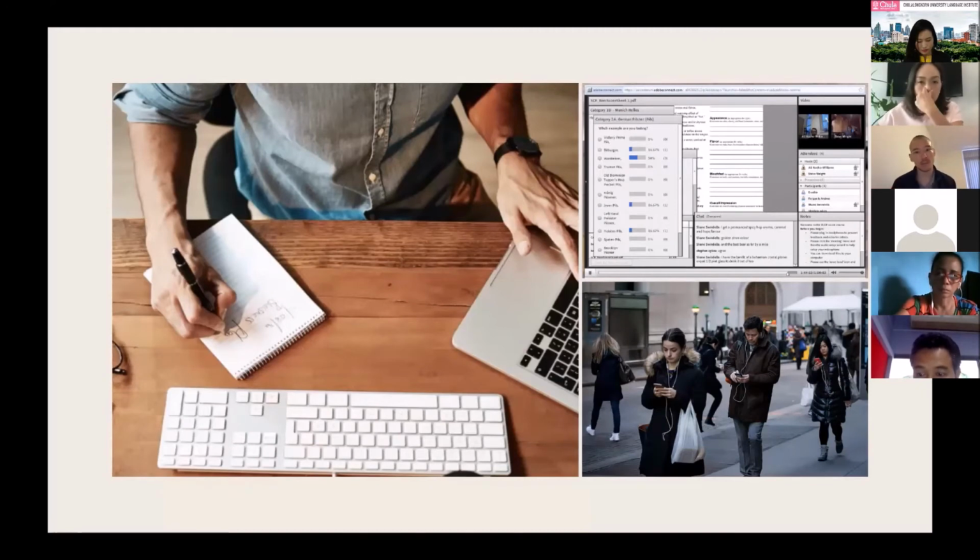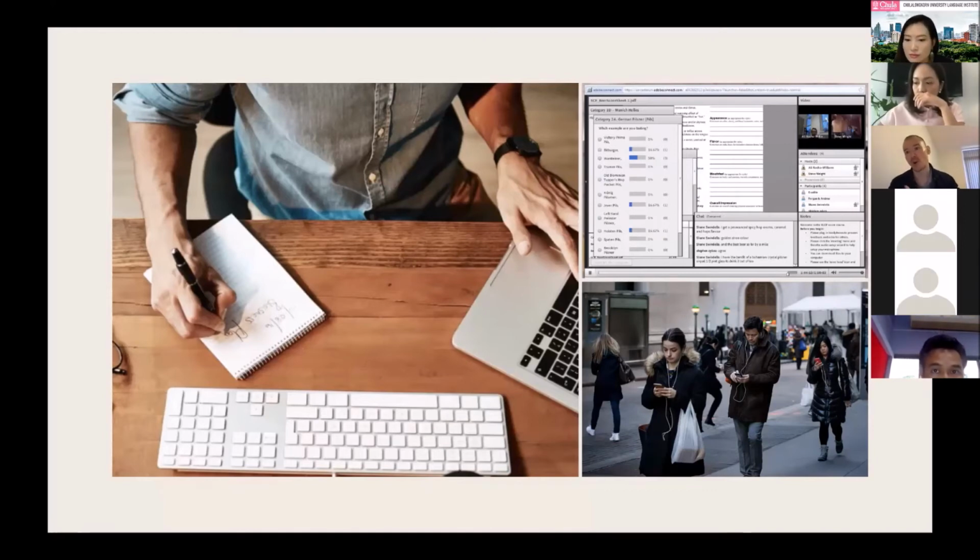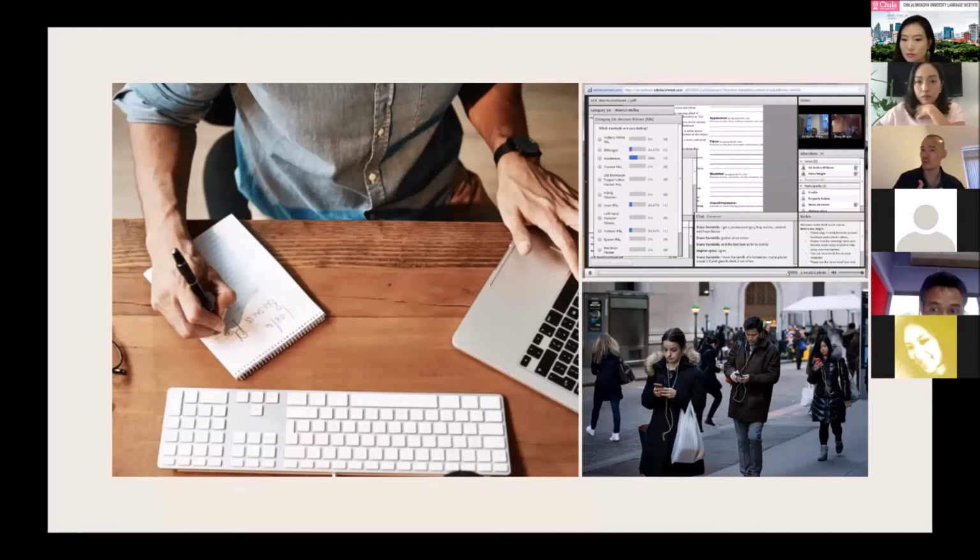So maybe some of your students are in a public space. Maybe they're using public transportation on their way home, on their way to their office, and they're logged into their Zoom classroom meeting. Or maybe you're in your office and all of your students are at home.